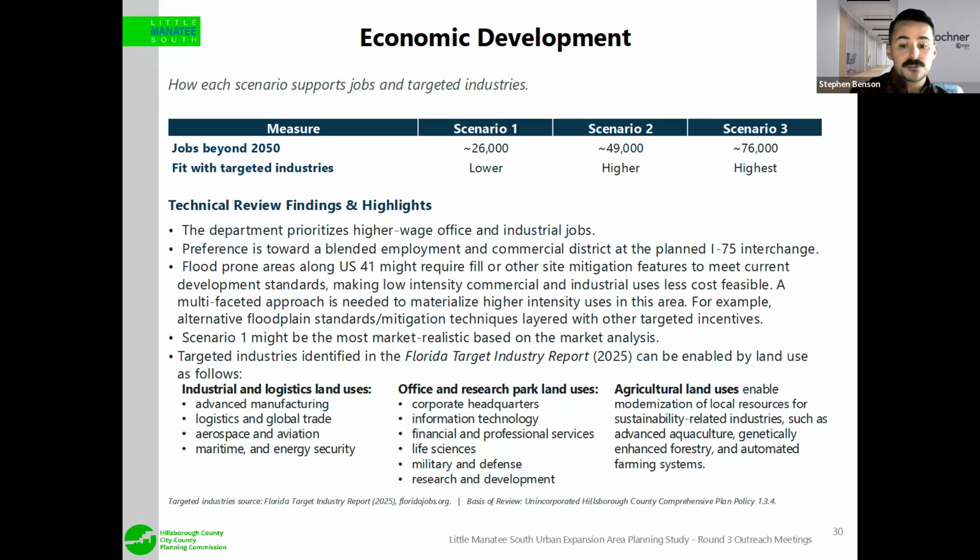And then the agricultural land uses, which we also want to emphasize because that's the predominant land use that exists today. Ag land uses would enable the modernization of local resources for sustainability-related industries, such as advanced aquaculture, genetically enhanced forestry, and automated farming systems.